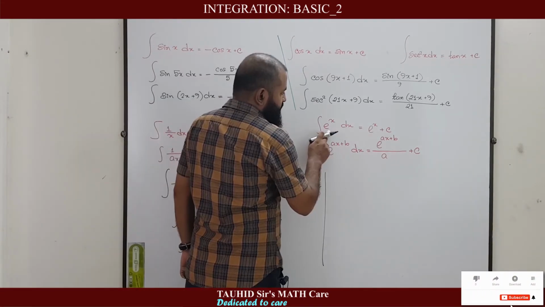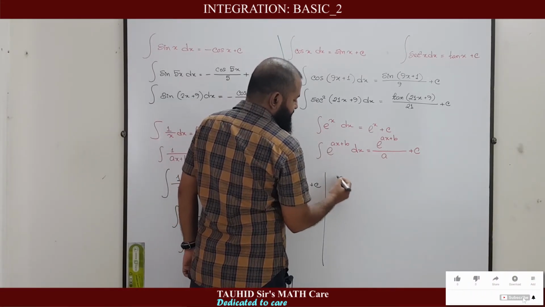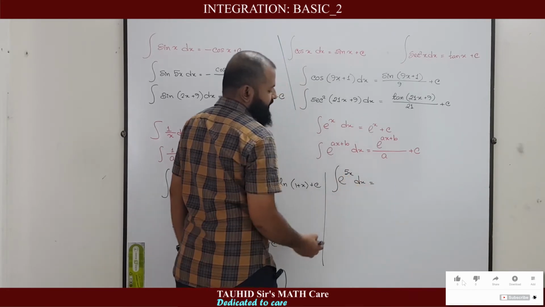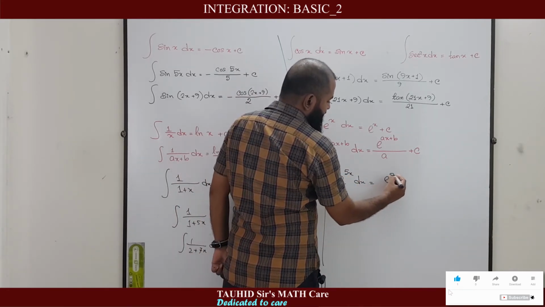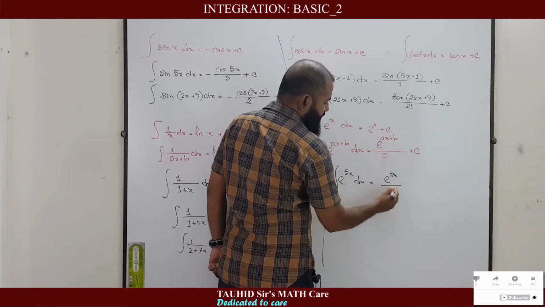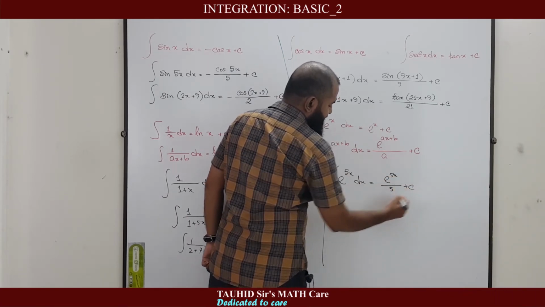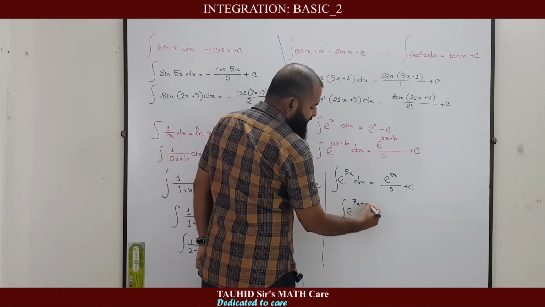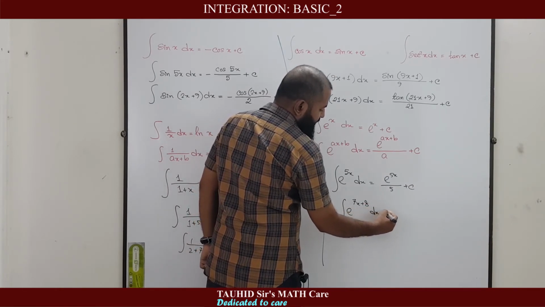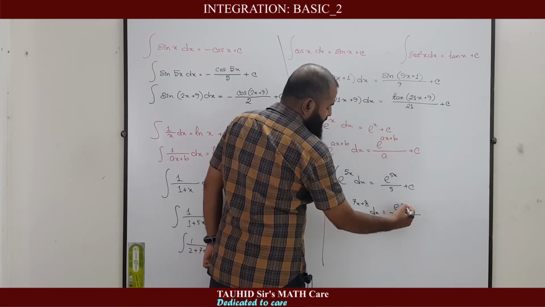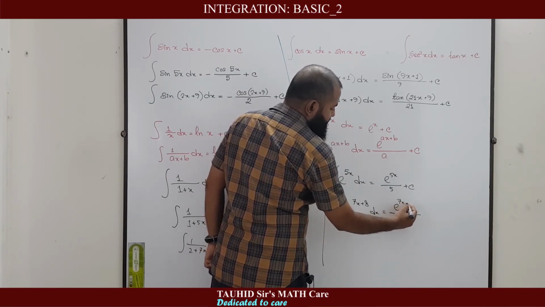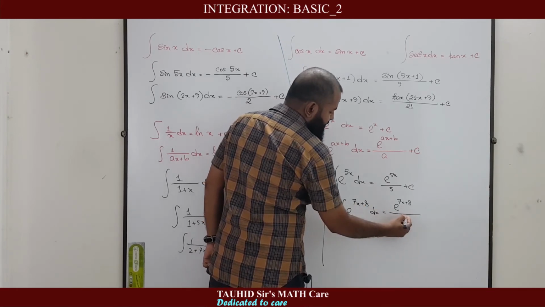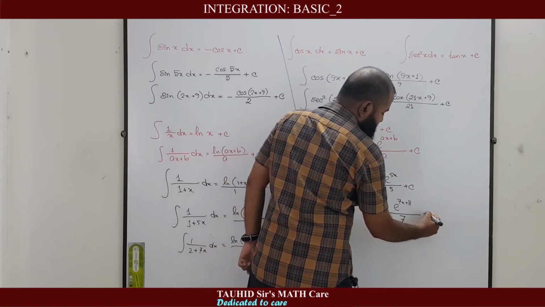Now what about these formulae? If we write integration of e to the power 5x dx, we can write it as e to the power 5x divided by the coefficient of x, 5, plus c. If we write integration of e to the power 7x plus 8 dx, it equals e to the power 7x plus 8 divided by the coefficient of x, that means 7, plus c.